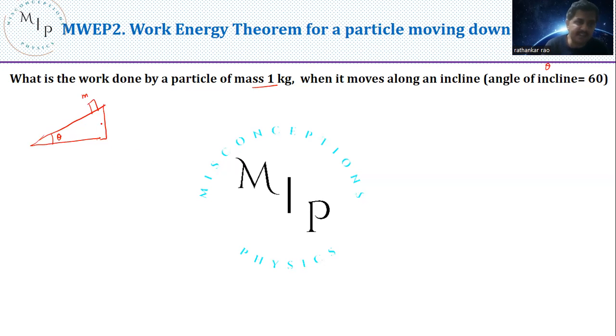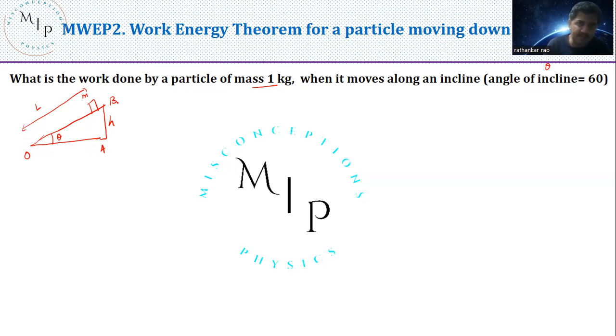So what I will do is, let us consider that this height is h. Okay, this height is h. And the length of this incline is L. So therefore, let the vertex here be called O. I'll label this as A, and this is B. Okay. Now let us begin the problem.